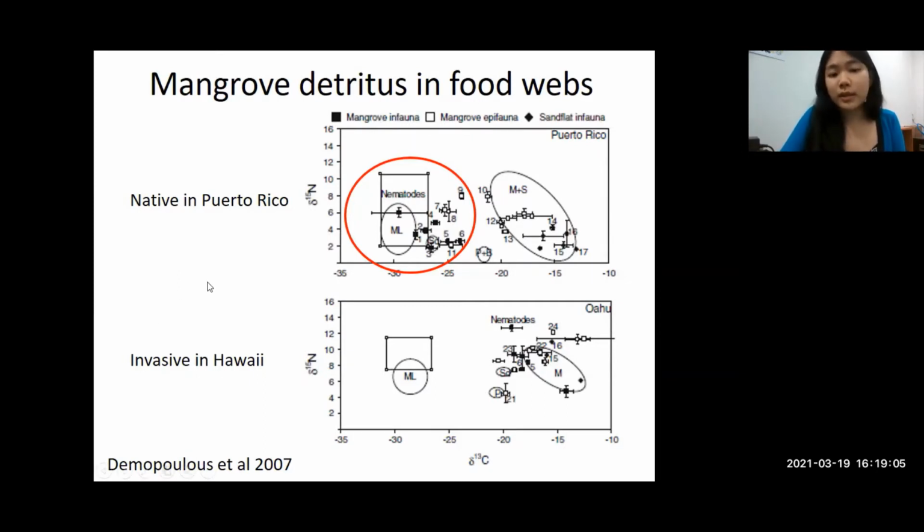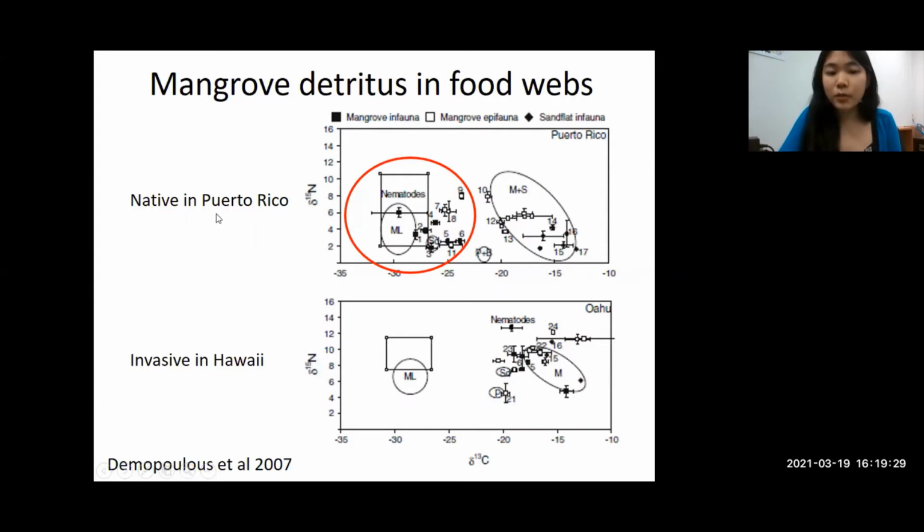So this author did a study in Puerto Rico looking at the benthic animals living there, benthic meaning things that live on the bottom, and the community in Hawaii. And what they did is they used isotopes, so nitrogen and carbon, and they were able to track down what plants animals were eating. ML stands for mangrove leaf, M stands for macroalgae, and S stands for seagrass.